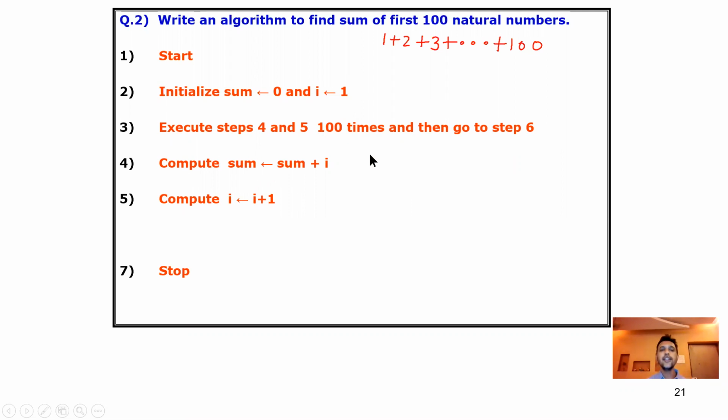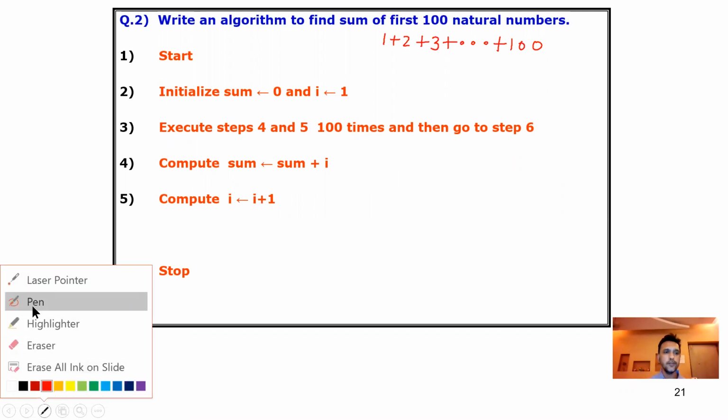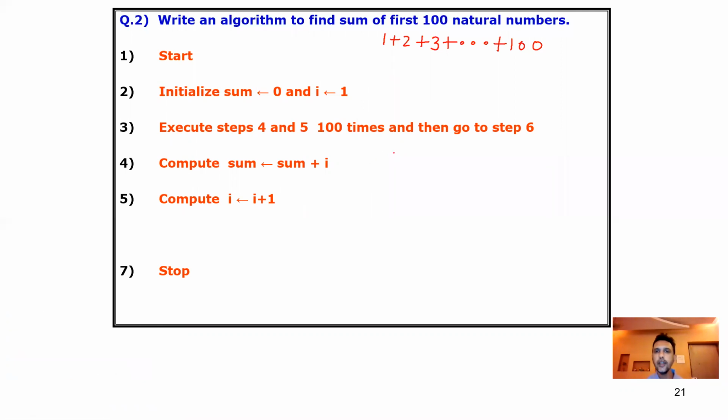So now let's understand how this works. In order to explain this logic to you, I will draw a table over here. So this is a table. In this table, I have two variables, variable I, and variable sum, which is initialized to 0.